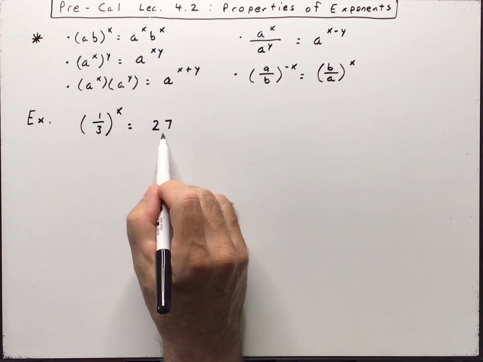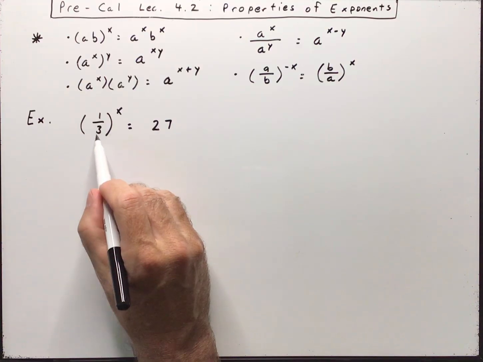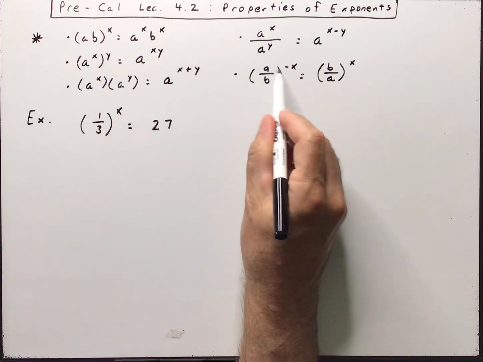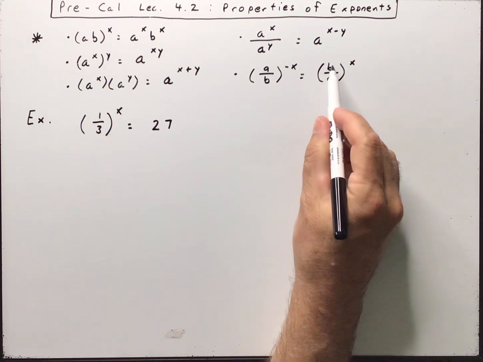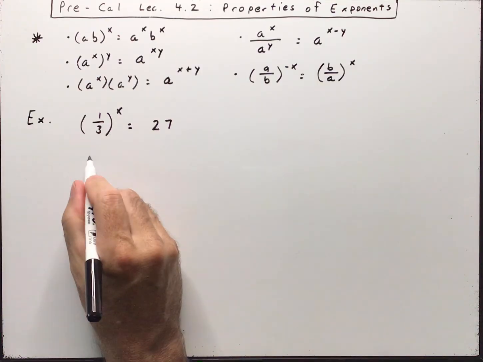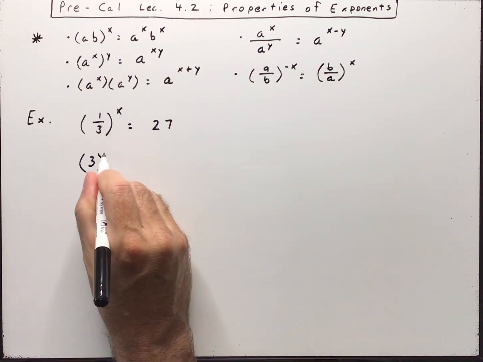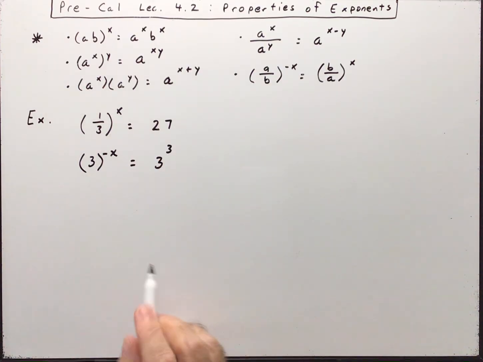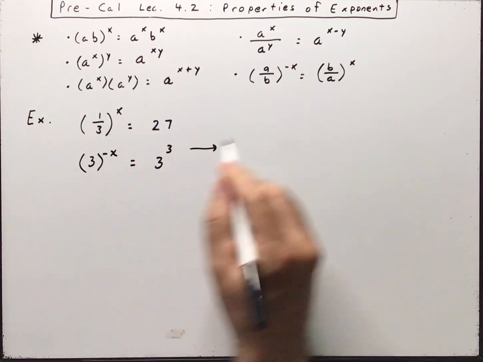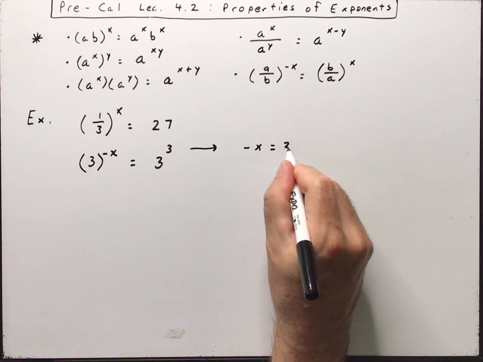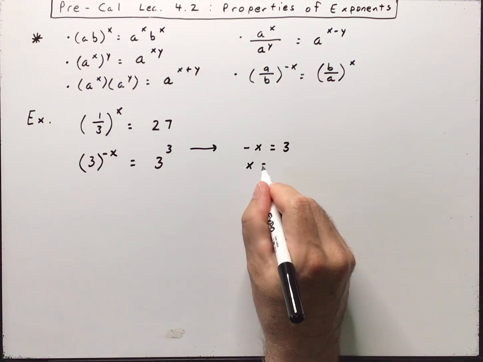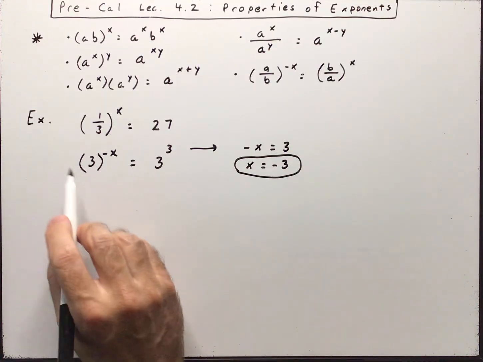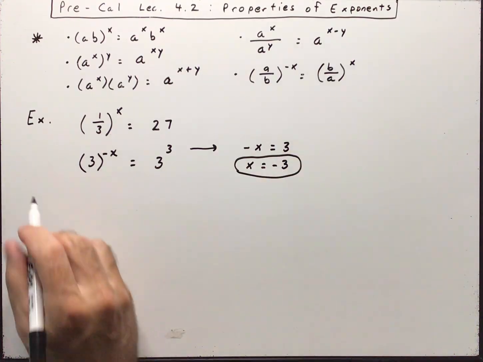3 cubed is 27. So could I somehow manipulate this 1/3 into a base of 3? Well, I could use this property, a over b to the minus x is equal to b over a to the x. I could flip 1/3 and it's just 3 to the negative x. And I could write 27 as 3 cubed. Now we have the same base. We can set the exponents equal. Negative x equals 3. So divide both sides by -1. x equals -3. So we used a manipulation technique to our advantage there to solve that equation.